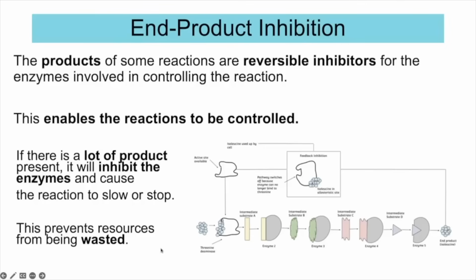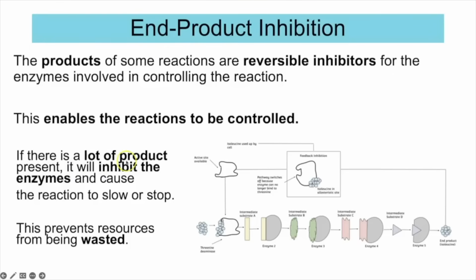Now, some inhibitors are what we call end product inhibitors. And this is when the product of the reaction is a reversible inhibitor for the enzymes involved in controlling that reaction. And this is really useful because it enables reactions to be controlled. So essentially, it can turn reactions on and off.